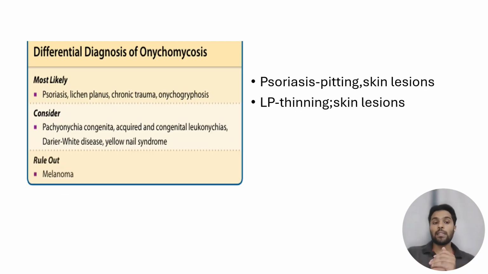These are the different differential diagnoses. Most common may be psoriasis. In psoriasis, there is pitting, and other skin lesions will be present. Lichen planus: the most common nail finding is thinning due to the repeated itching, and of course skin lesions will be seen. Then others include onychogryphosis, pachyonychia congenita, then yellow nail syndrome. Always we should rule out melanoma.